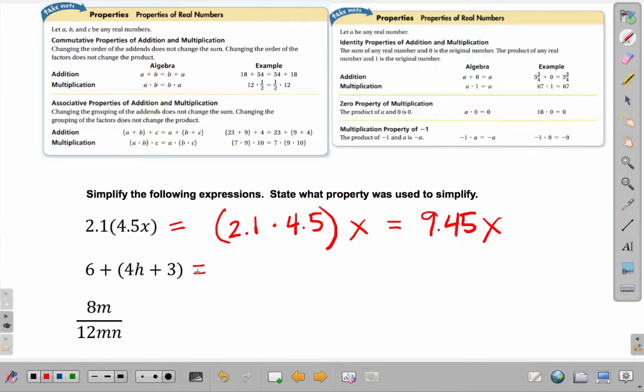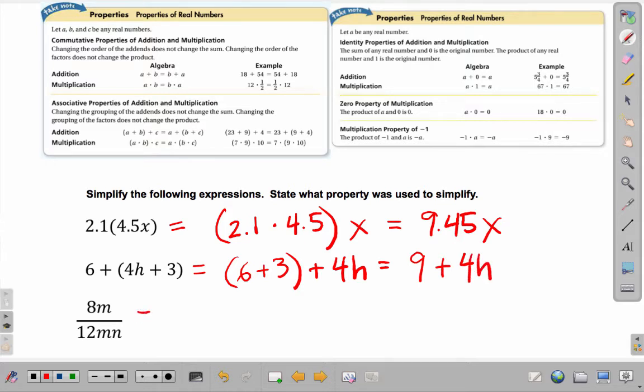Here we have another example, 6 plus the quantity 4h plus 3. Well, in that expression we have two terms, two items that are alike, 6 and 3. So we want to go ahead and add those together. We can't add 6 or 3 to 4h because they're not what are called like terms. And we'll get into like terms a little bit later. So we want to add 6 and 3 together. So let's group them together: 6 plus 3 plus 4h. So we just reordered the items in the expression. 6 plus 3 is 9. So we have 9 plus 4h.